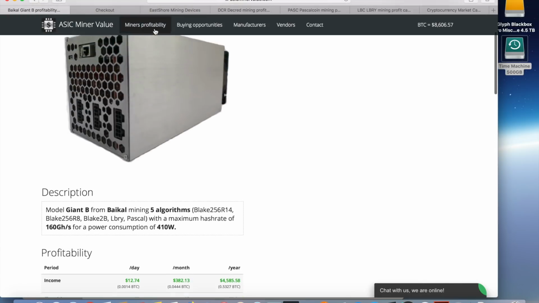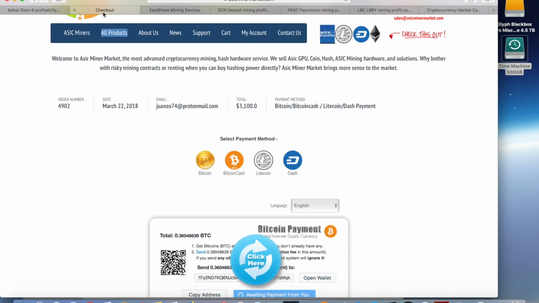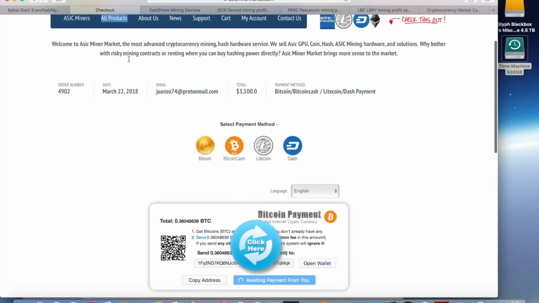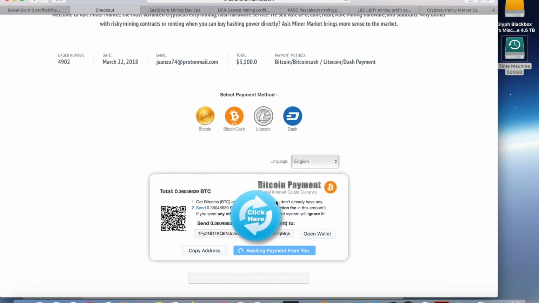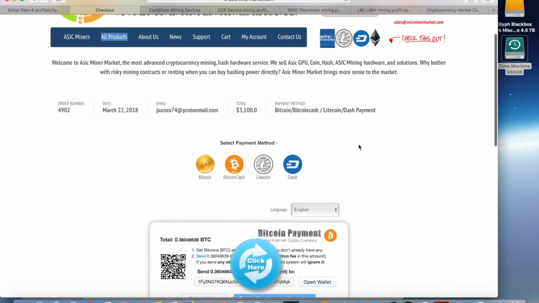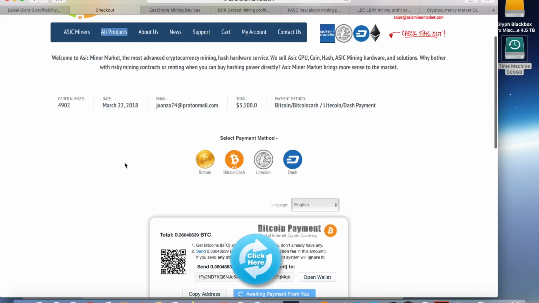Now, let's check this out real quick. I went to the checkout here and I purchased one, and I went through the whole motions, and it's $3,100, and they don't charge shipping. They ship for free through DHL. So if you buy one of these miners from ASIC Miner Mart, it's free shipping. The only downfall is that they don't have any PSUs for the unit.